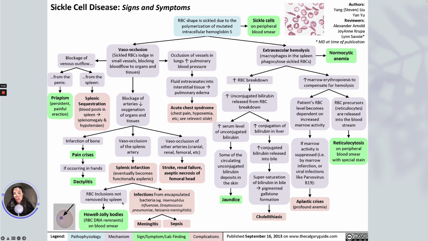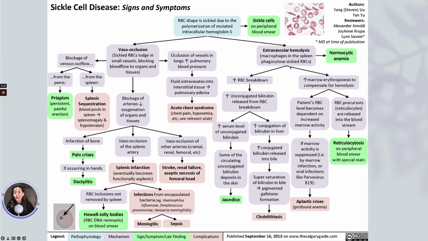This can cause red blood cells to not be removed by the spleen, which can then lead to Howell-Jolly bodies: red blood cell DNA remnants on a blood smear. That's a lab finding. Then also it can lead to infections from encapsulated bacteria, which can lead to meningitis or sepsis. And vaso-occlusion of other arteries, such as cranial, renal, and femoral, can cause stroke, renal failure, and aseptic necrosis of the femoral head.